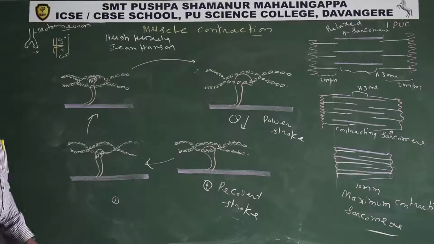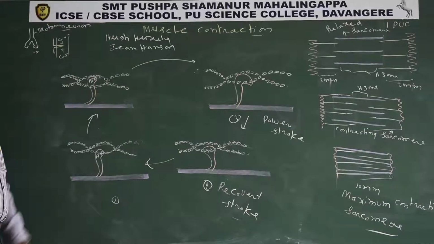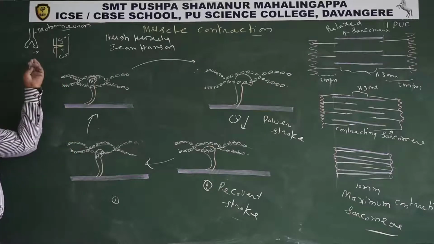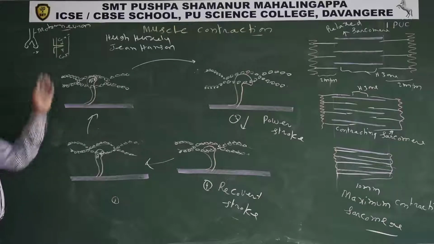The central nervous system sends the message to the muscle via a motor neuron. The motor neuron releases the message at the neuromuscular junction. From the neuromuscular junction, the message is received by the muscle.